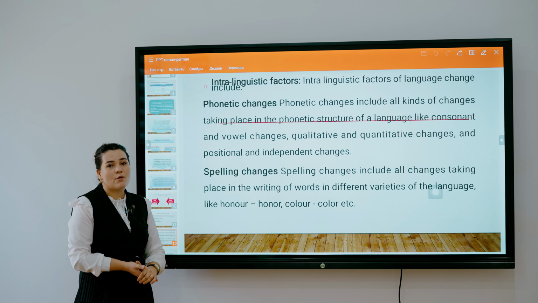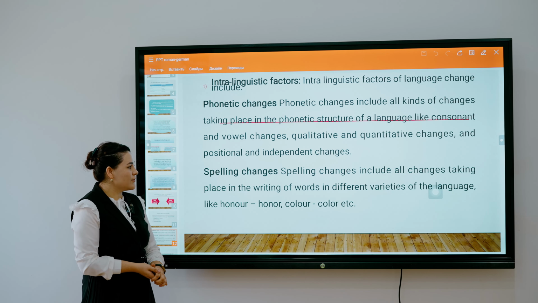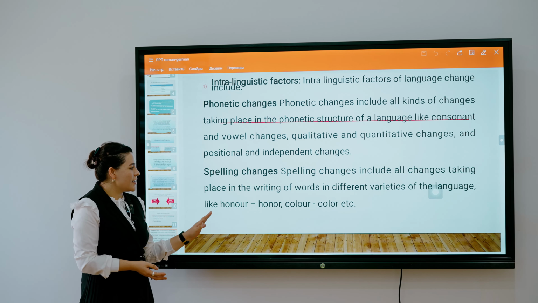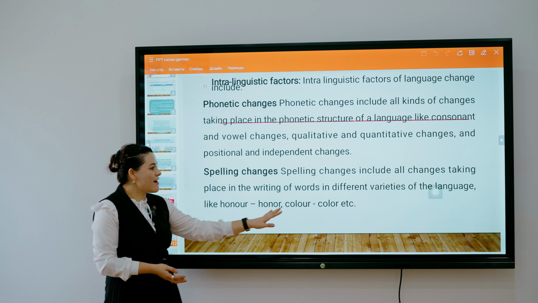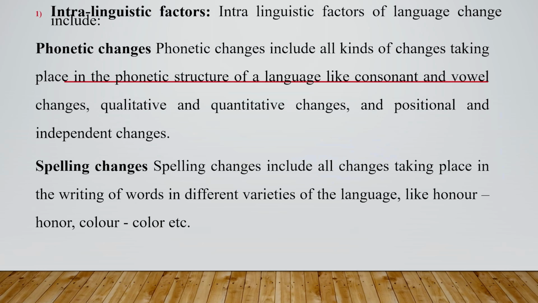And the second one is called spelling changes. Spelling changes include all changes taking place in the writing of words in different varieties of the language, like honor and honour, color and colour. You should pay attention. The first one is honor, and the second one is honour, with a u, right? And the second one is color, also colour, with a u. It means spelling changes according to Romance Germanic philology.